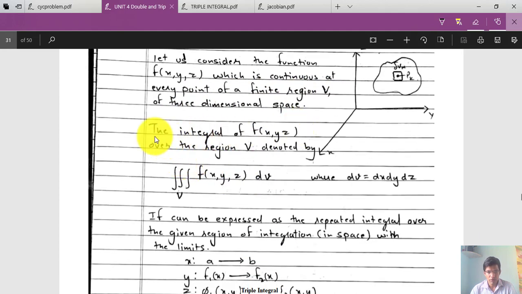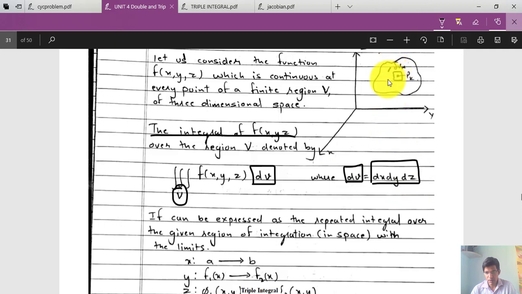Now the integral of f, a given function in 3 variables x, y and z, over a region V is denoted by the triple integral of f of x, y, z over dV. This time we are not calculating the region but the volume. Now what is this dV? dV is nothing but dx, dy, dz, that is some part along the x, y and z coordinates, right?